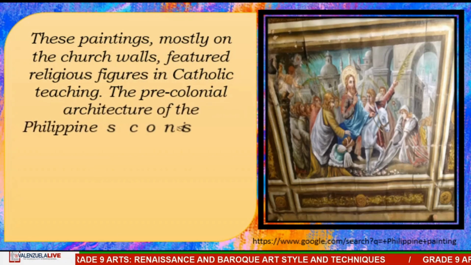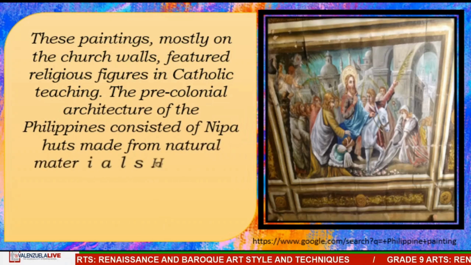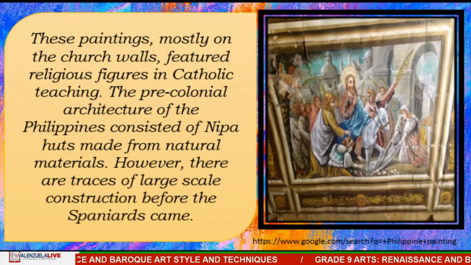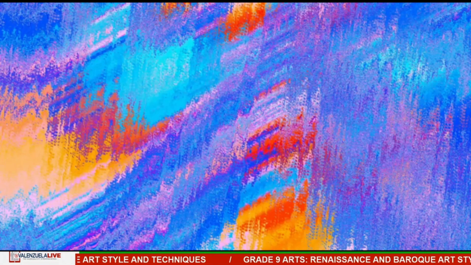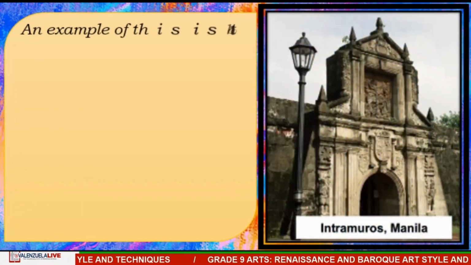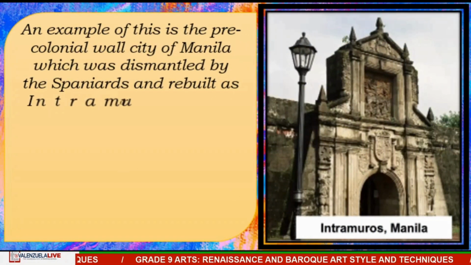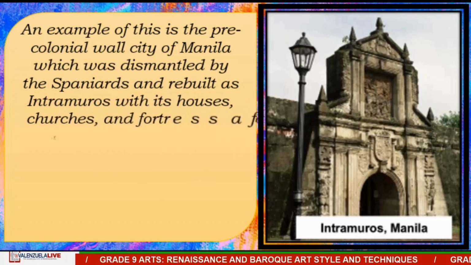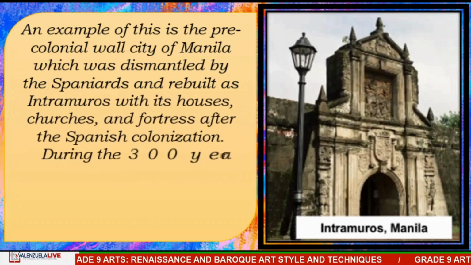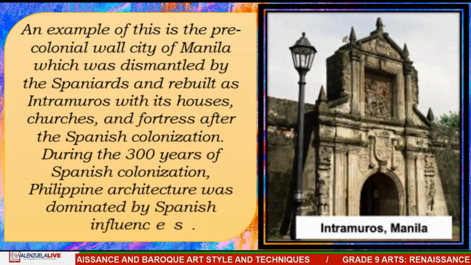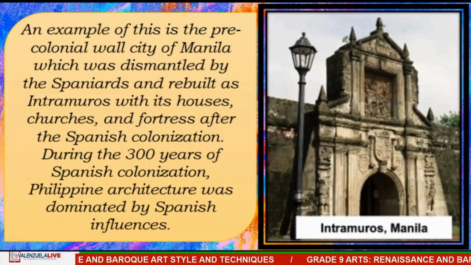The pre-colonial architecture of the Philippines consisted of nipa huts made from natural materials. However, there are traces of large-scale construction before the Spaniards came. An example of this is the pre-colonial walled city of Manila, which was dismantled by the Spaniards and rebuilt as Intramuros with its houses, churches, and fortress after the Spanish colonization. During the 300 years of Spanish colonization, Philippine architecture was dominated by Spanish influences.